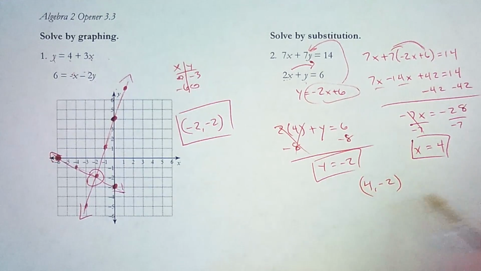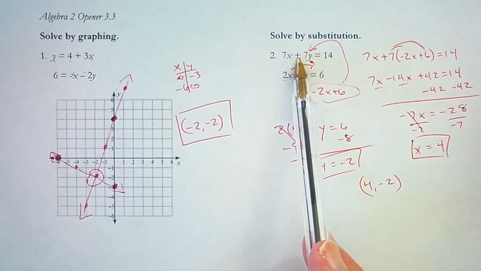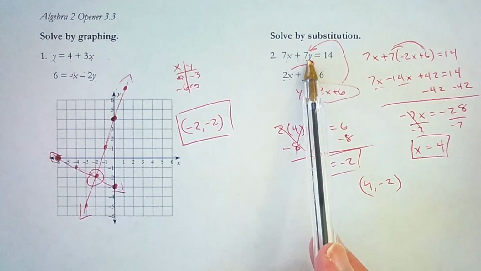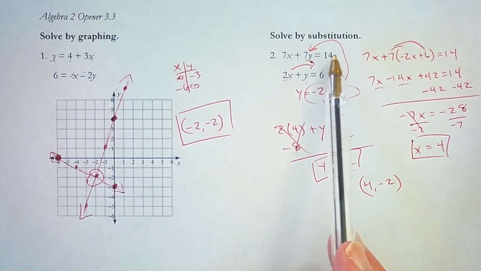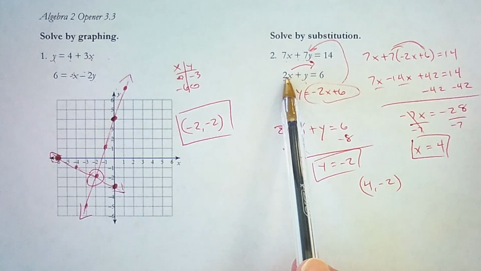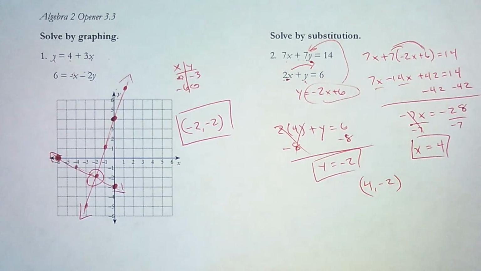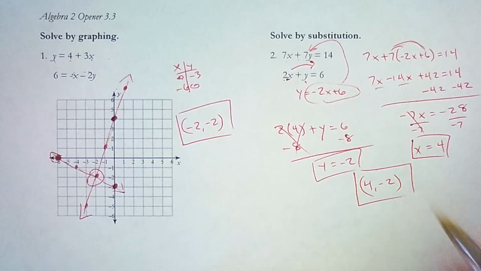Now we can check that. So 7 times 4 is 28, plus 7 times -2 is -14. 28 plus -14 is 14. So this solution checks out in the first equation. So 2 times 4 is 8, and then plus -2 is 6. So this solution checks out in both equations, so I know it is correct.